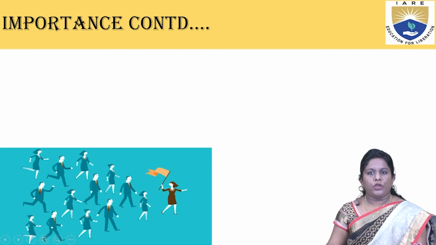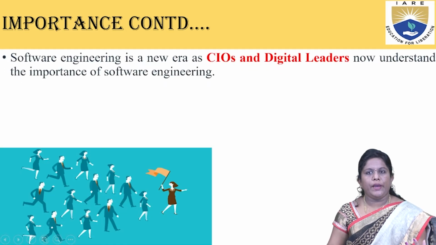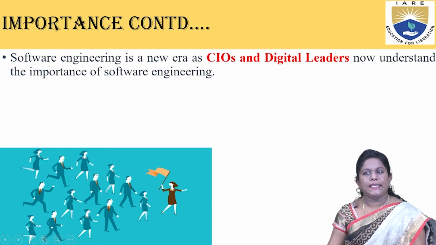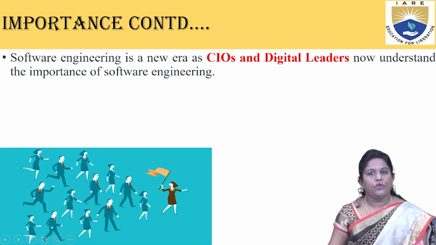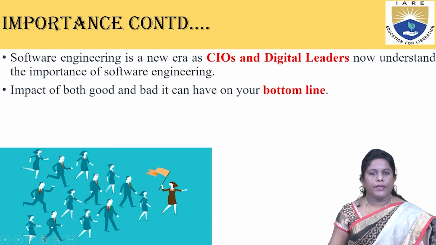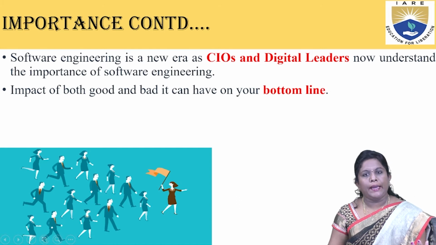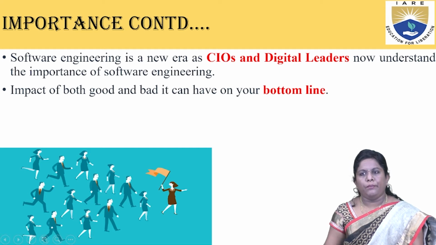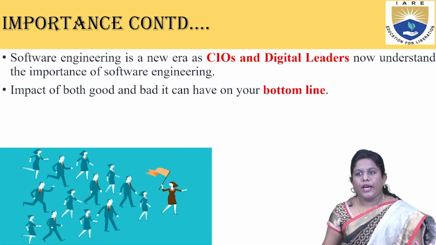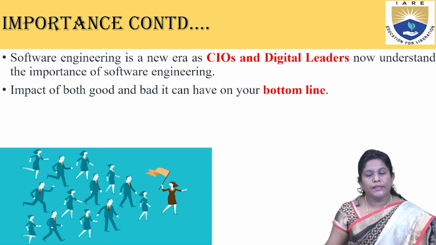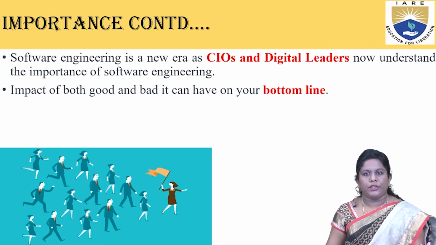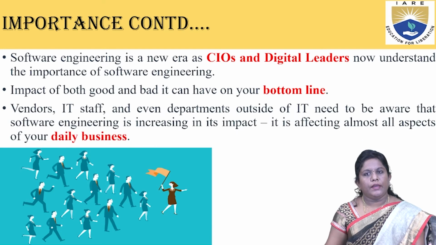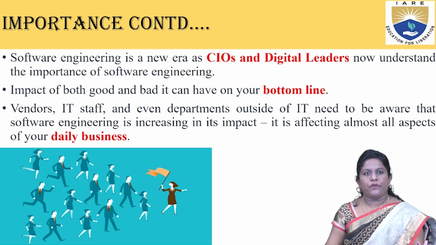Moving to the importance on the whole, it's a new era where CIOs, chief information officers, and digital leaders now understand the importance of software engineering, right? The impact can be both good and bad. It can have a bottom line. So what do we mean by bottom line? It means growing incomes and reducing cost. It means that we are improving the bottom line of that particular company, right? It also includes this particular software engineering.